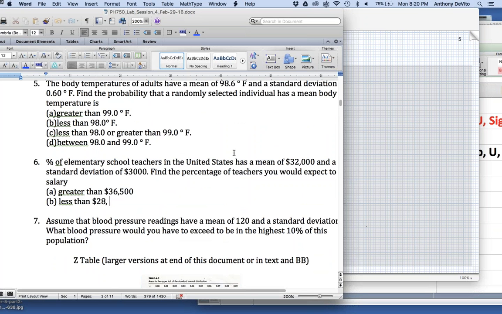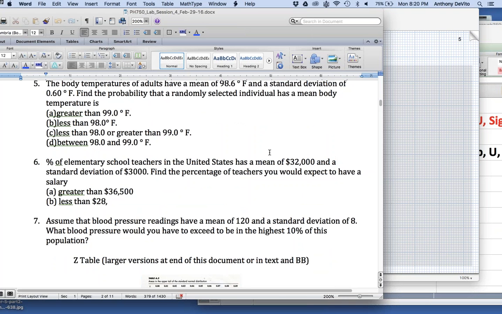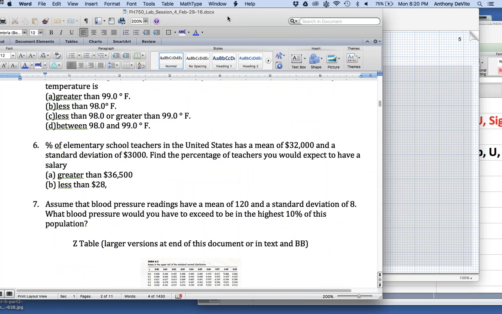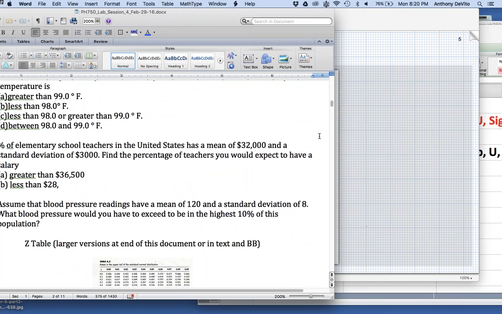Elementary school teachers in the United States have a mean salary of $32,000. Obviously, this was a long time ago, I hope. It may be true, I guess, when you start out. And a standard deviation of $3,000. Find the percentage of teachers that you would expect to have a salary greater than $36,500. So slightly different numbers, but the presumption here is that this is a normal distribution again.